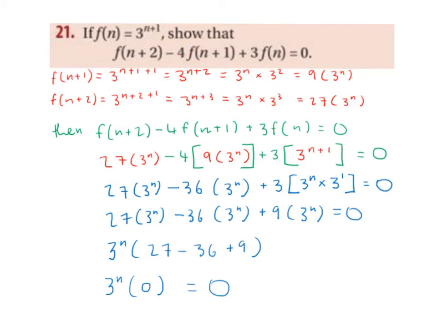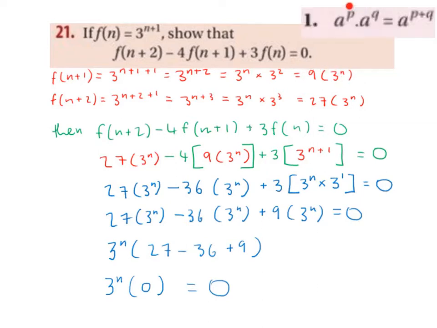So what we want to do is add 1 to the n in this term. So f(n+1) is going to be 3^(n+1+1), and 1 plus 1 gives us 2, so we get 3^(n+2). Then we're going to use one of our laws of indices to break this down into 3^n times 3^2, and 3 squared is going to give us 9, so it's going to be 9 times 3^n.